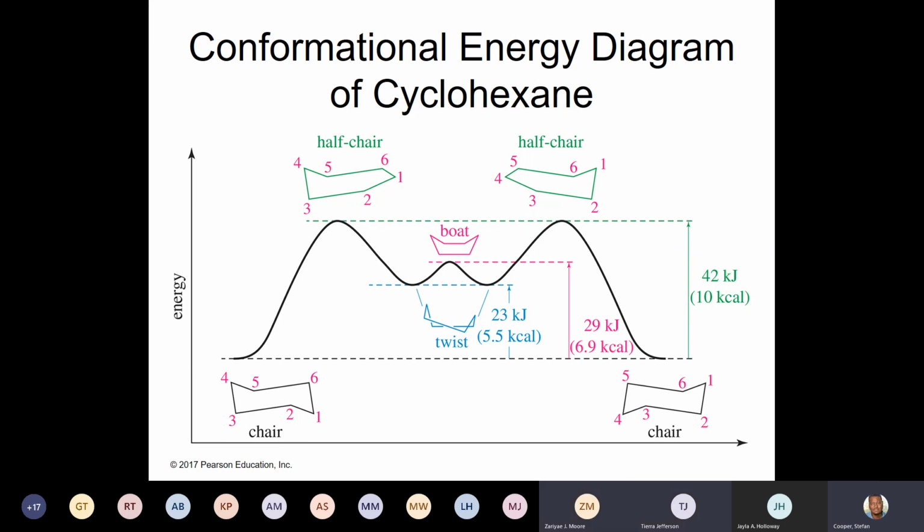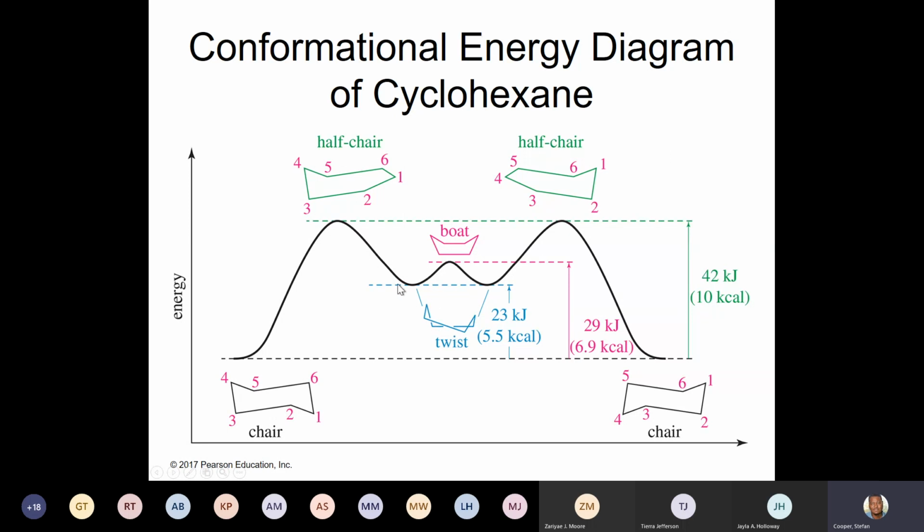The half chair. That's right. The half chair is the highest energy conformer, just like if we looked at the acyclic eclipse or the total eclipse, that's the highest there. For the six-member ring, the highest is the half chair. Next in energy will be the boat, and the last in energy will be that twist.